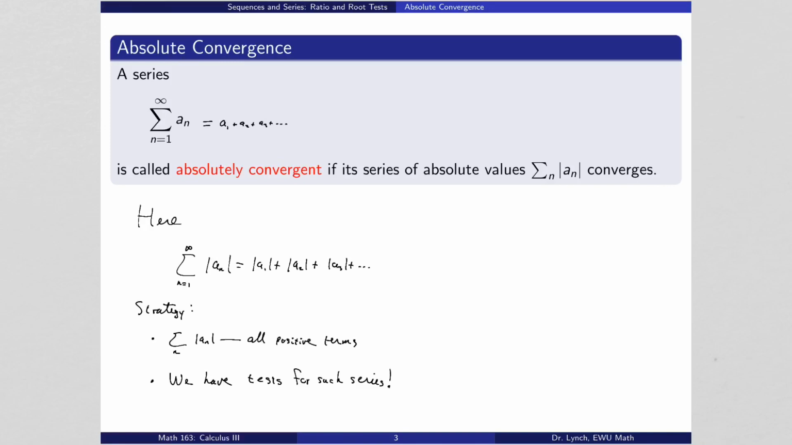So the idea here is that the series of absolute value terms is the absolute value of A1 plus the absolute value of A2 and so on. And those are all positive terms. So we have lots of tests for series with positive terms. And if the series of positive terms converges, then we say that the original series is absolutely convergent. So just a couple quick examples to illustrate absolute convergence or not.